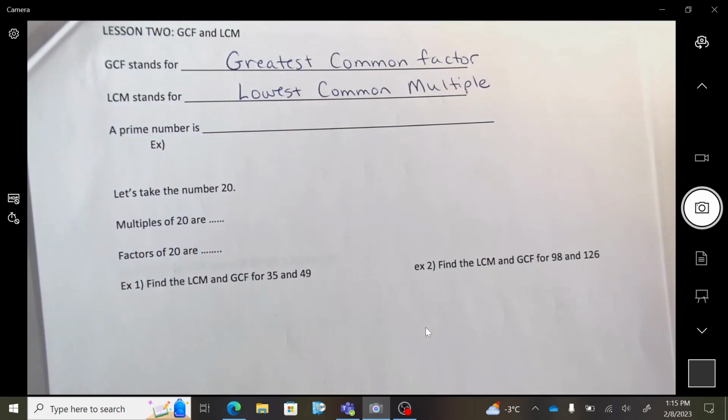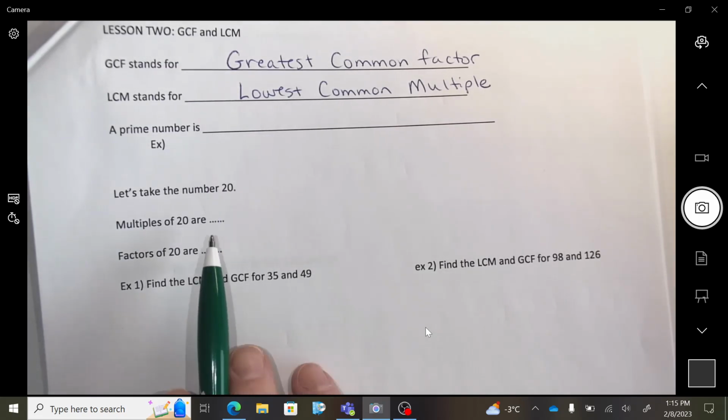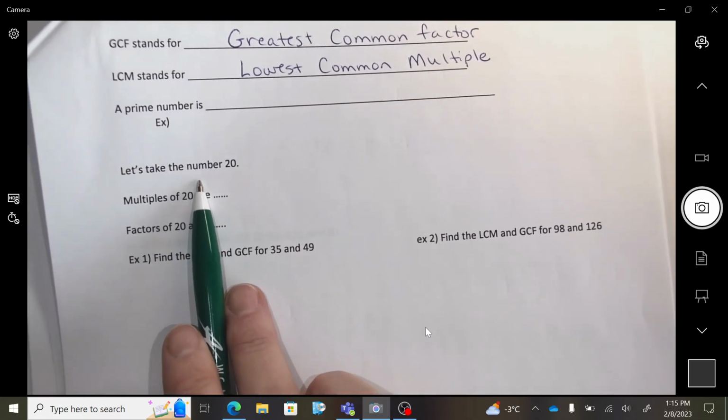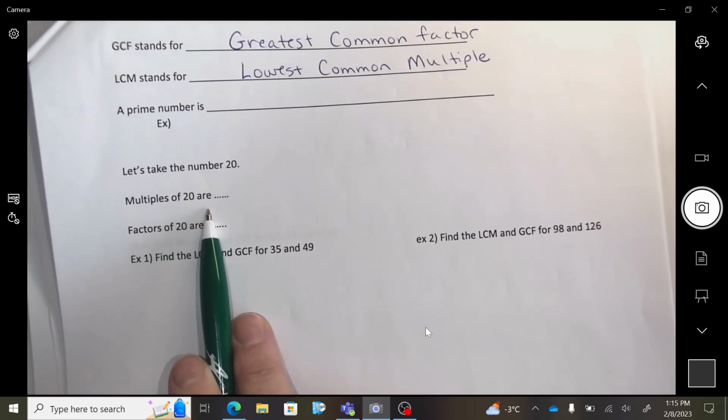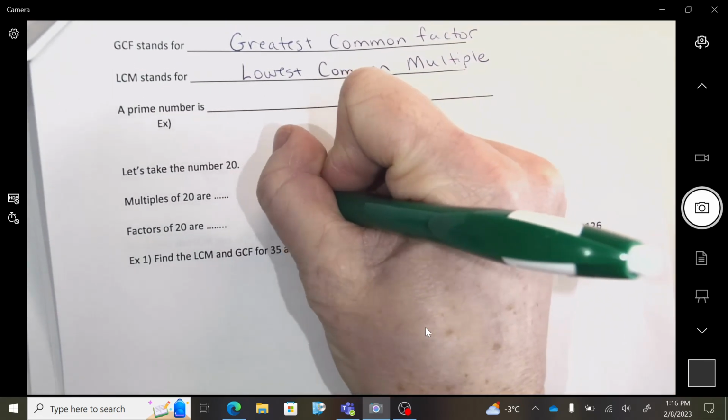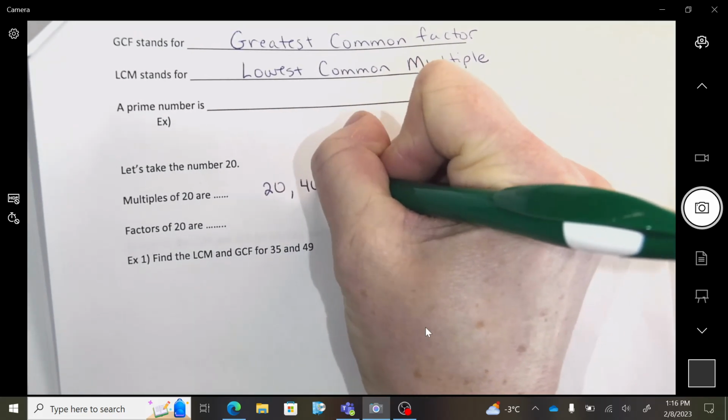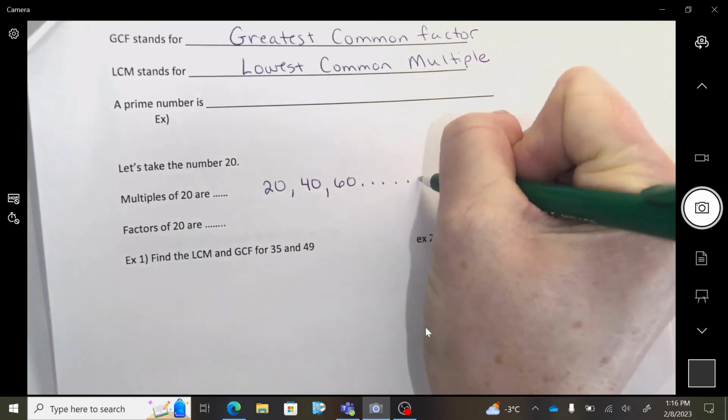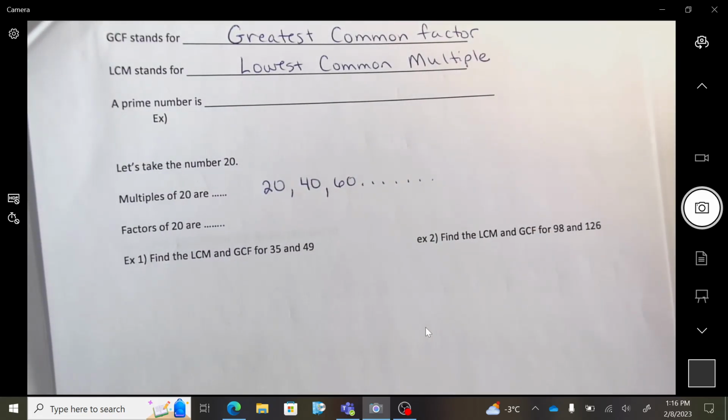Okay, so let's quickly talk about what a multiple means and what a factor means. I'll go back to that in a second, but let's take the number 20. What are multiples of 20? I'll start with 20. 20 is a multiple. 40, 60. You get the point, we'll keep going. So a multiple is either itself, or it has to be bigger, right?